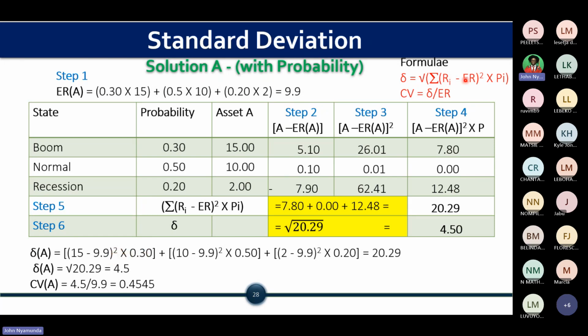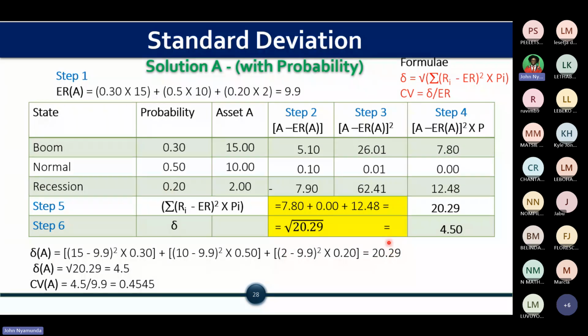So we are doing what's here per line. Then we go to the next line: 10 minus 9.9, close bracket squared, times the probability 0.5. Then 2, the third return in the recession, minus the expected return, squared, times P, which is 0.2. If we do that, we get 20.09.